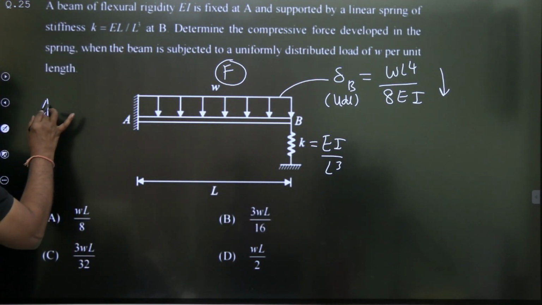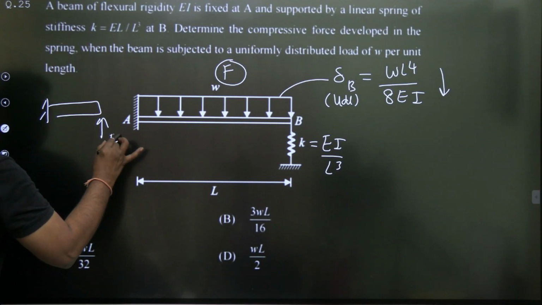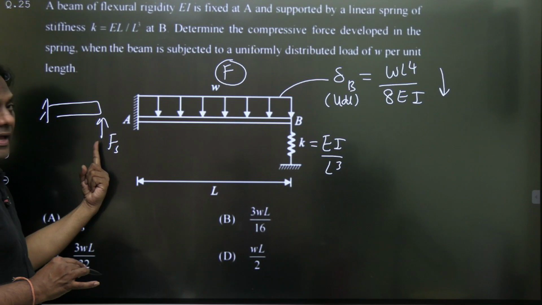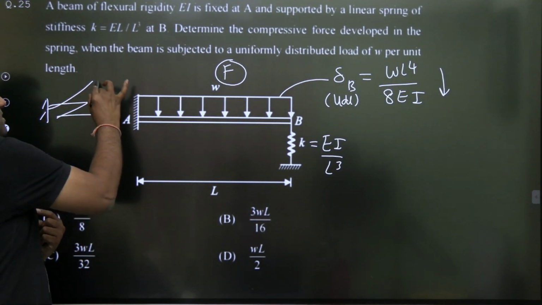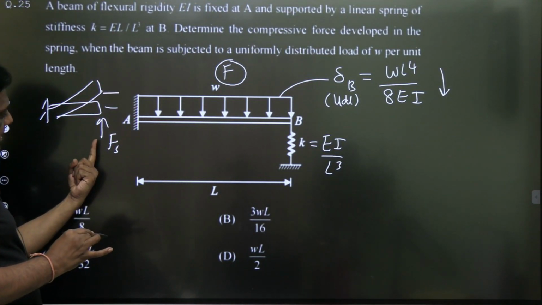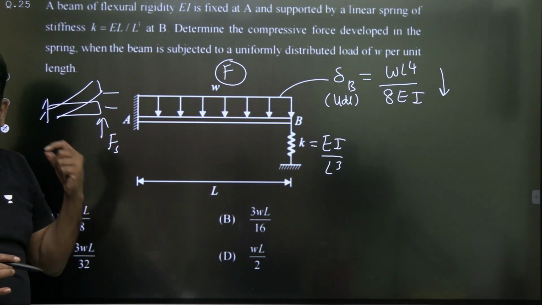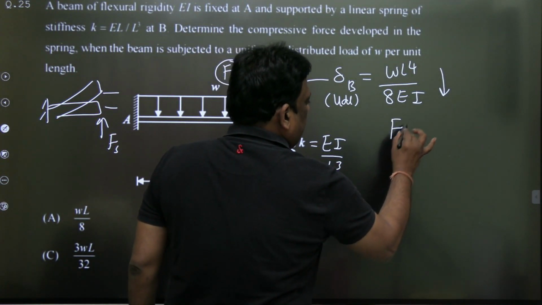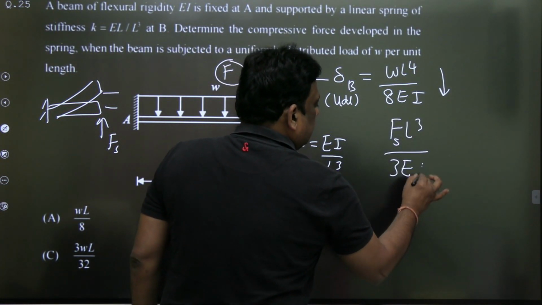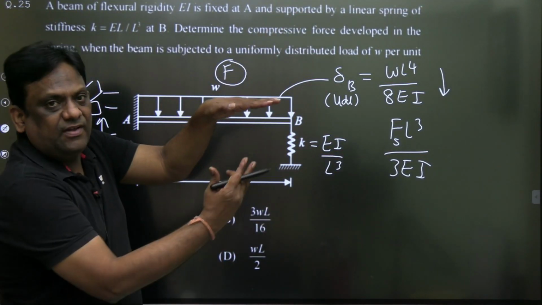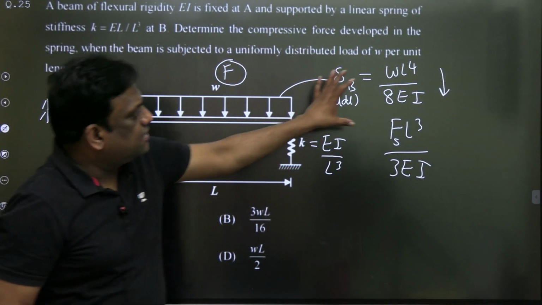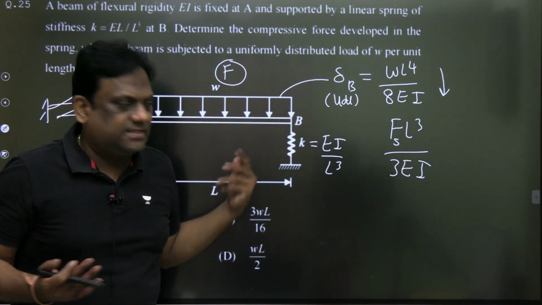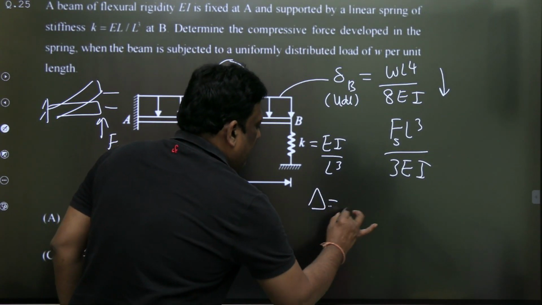If the spring force is Fs, because of compression this force is developed, and it will exert force upward, and thereby there will be an upward deflection. When there is a point load at the free end, the deflection is given by FL cube by 3EI, that is Fs L cube by 3EI. There is a downward deflection and an upward deflection, so the net deflection is this minus this. The spring deflects by the same net deflection.